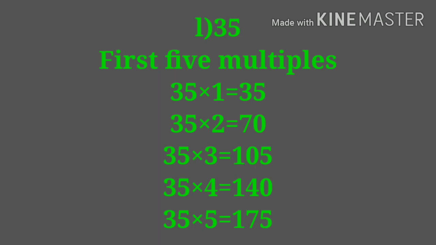Okay students. So here we find the first 5 multiples by multiplying by 1, 2, 3, 4 and 5. Okay, and find the first 5 multiples of the given number.